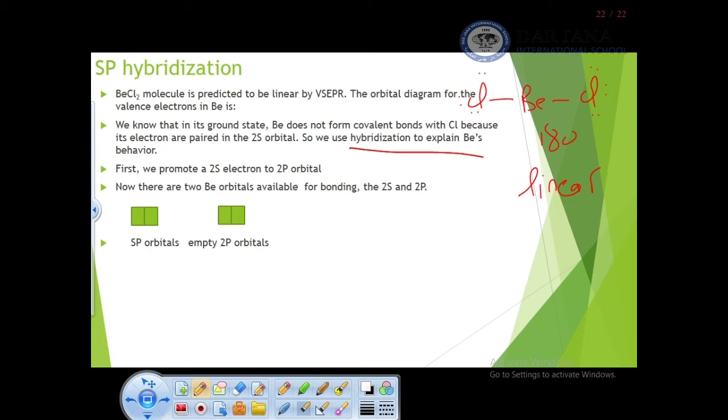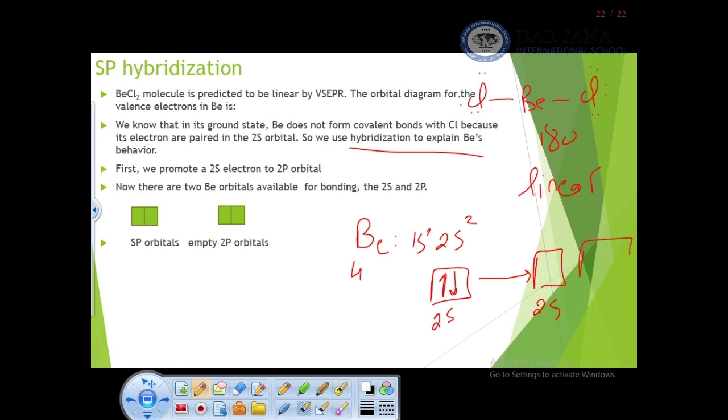Okay? Let's do the example of Be. So Be, basically it's Be, not B. Be has 4 electrons, so 1s2, 2s2. So we have 1 up, 1 down. Okay? When I want to talk about hybridization, basically, that's the 2s, and we have the p, 1 up, 1 up. So this one will move to another orbital to have the p.